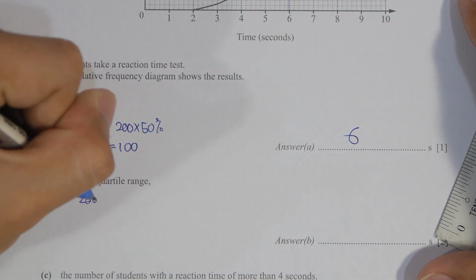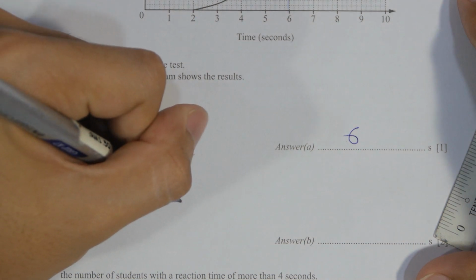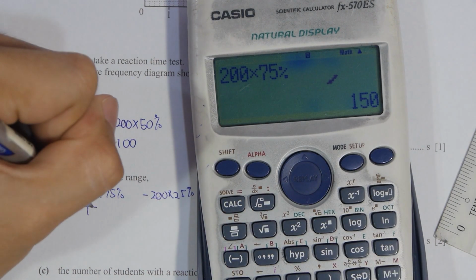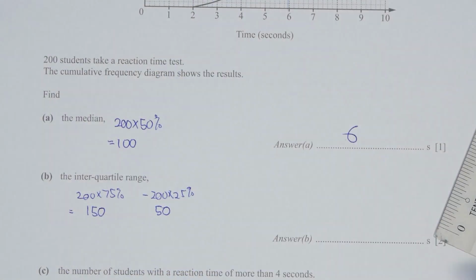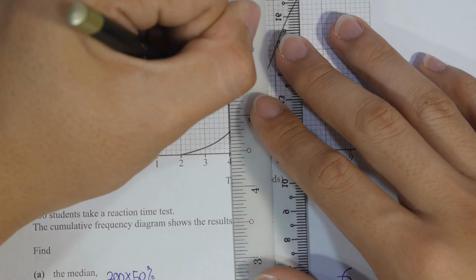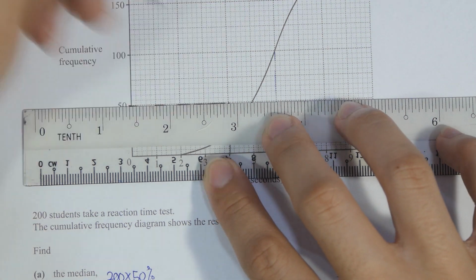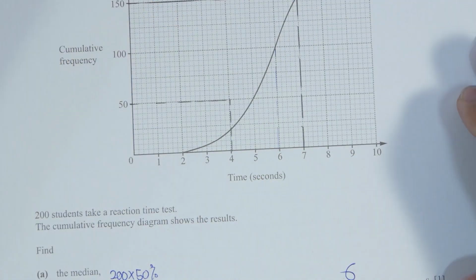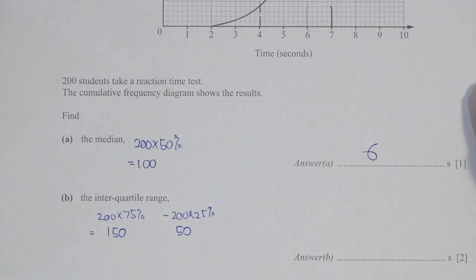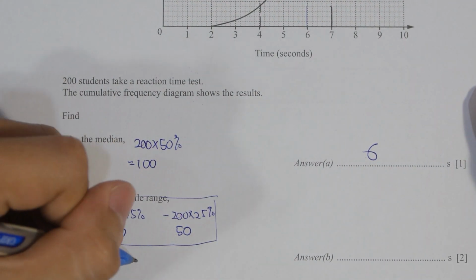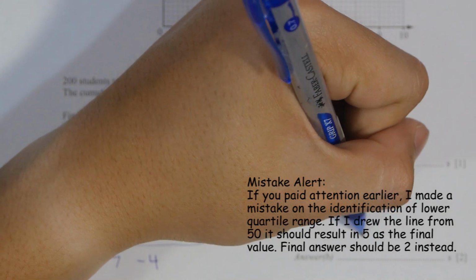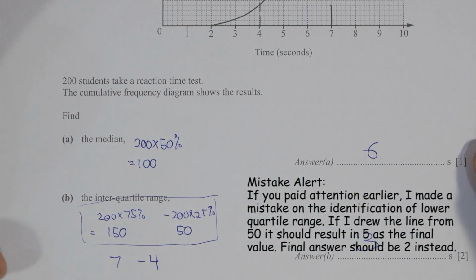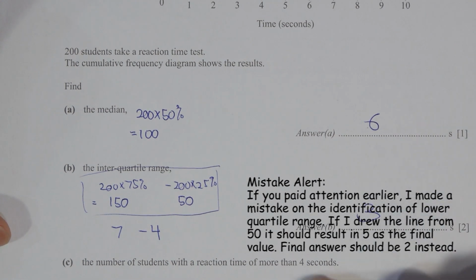Whereby for the interquartile range, okay, so I actually made a mistake here if you look closely. I drew the lower quartile wrongly, as I took 4 as the final value. So this is the mistake I made. The actual result for 150 will be 7, and for 50 it will be 5. Hence the interquartile range will actually be 7 minus 5, which equals 2.